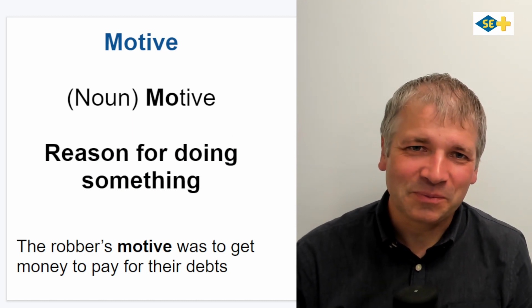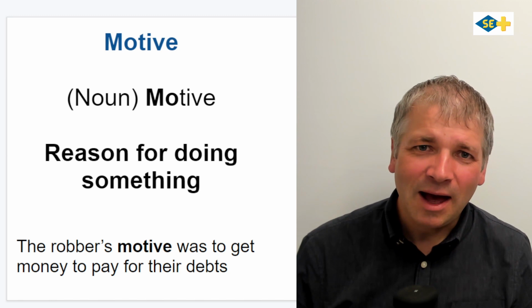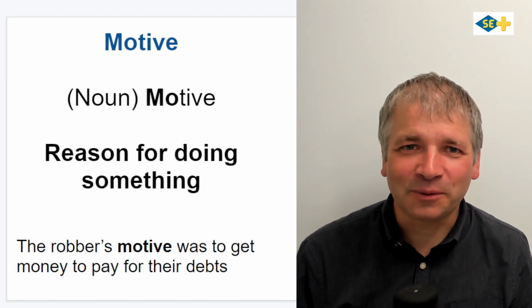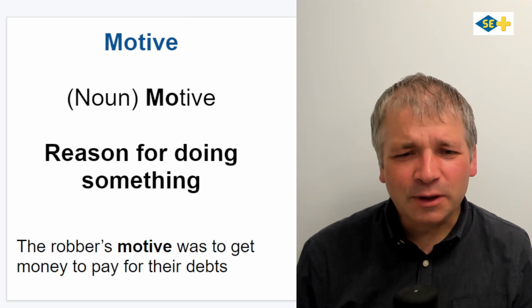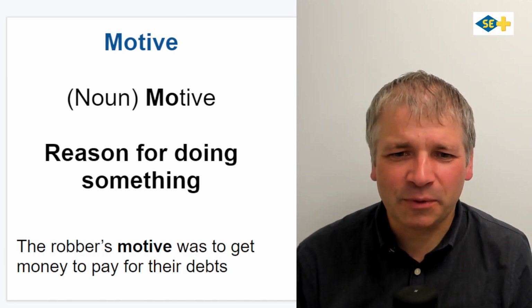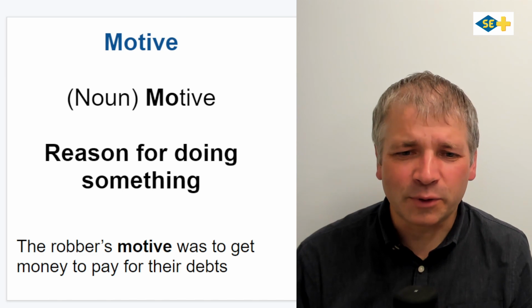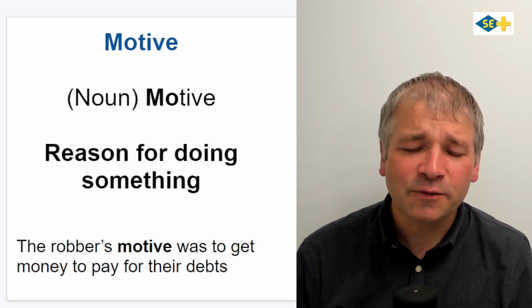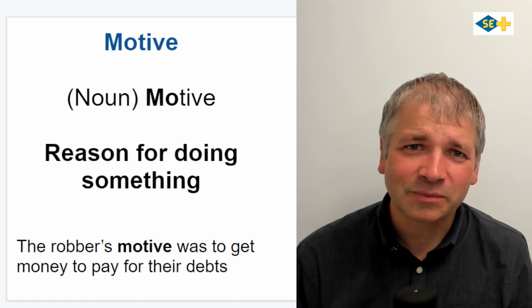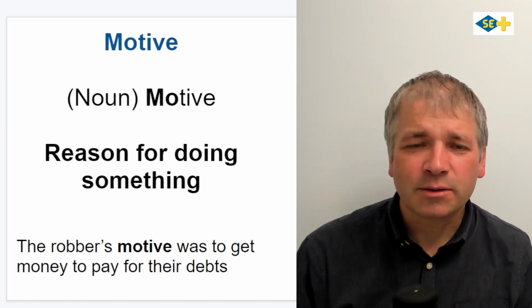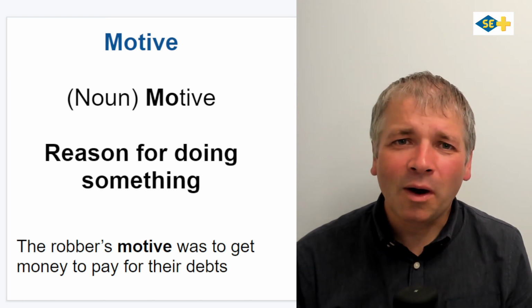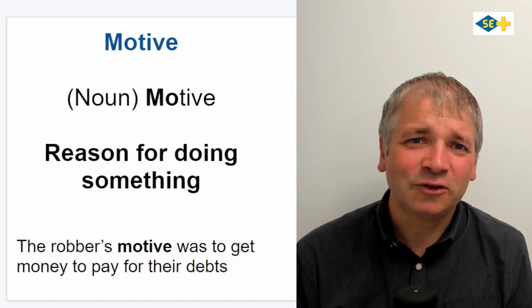Motive. This is a noun and the stress is on motive. This means the reason for doing something. For example, the robber's motive was to get money to pay for their debts. So motive is about the reason why someone chooses to do something.